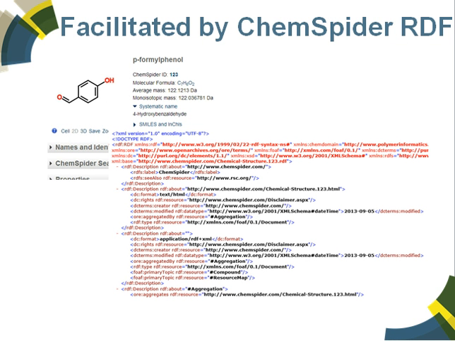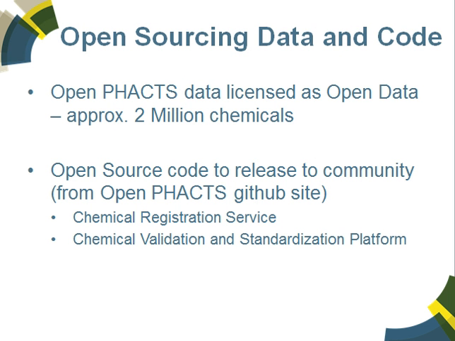What we've had to do on ChemSpider is ensure that we can make the data available in RDF format. That is certainly what we've done. So ChemSpider itself is fully available in RDF, but the Open PHACTS data set is about 2 million chemicals, and we've made that available, fully open data in RDF form.